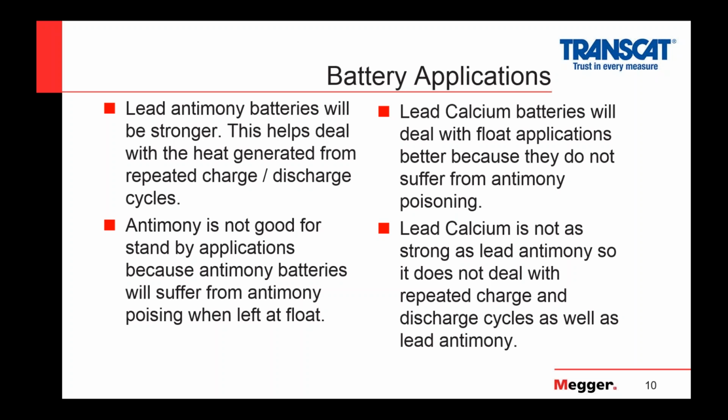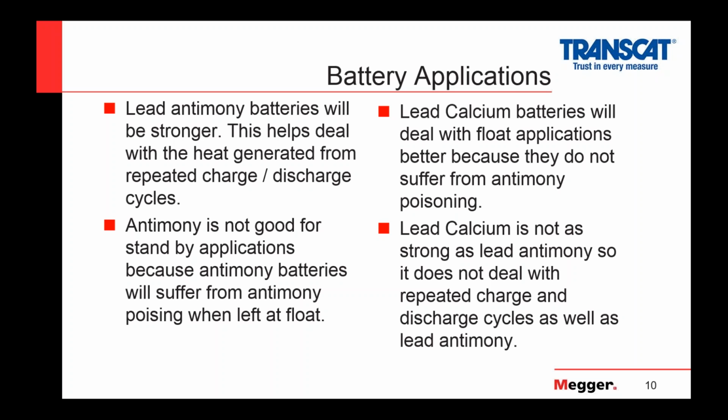Now the problem with antimony though is although it's good for cyclic applications, it's not ideal for stationary applications. This is because when it's left on prolonged charge, the antimony will begin to slowly dissolve into the electrolyte. This is referred to as antimony poisoning. And we'll see this as an increase in float current because you're getting contaminants into that electrolyte, drawing more current.